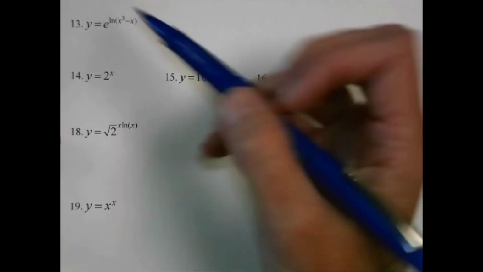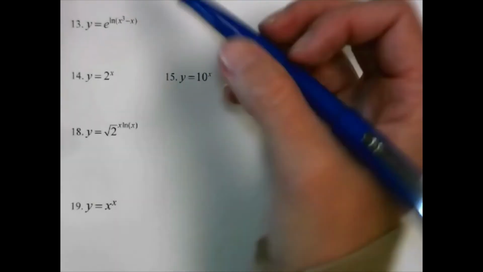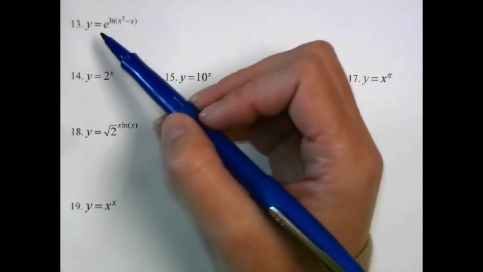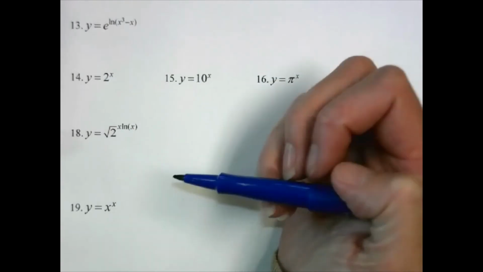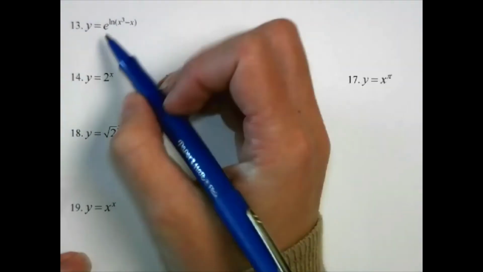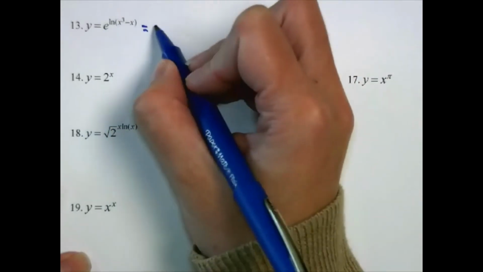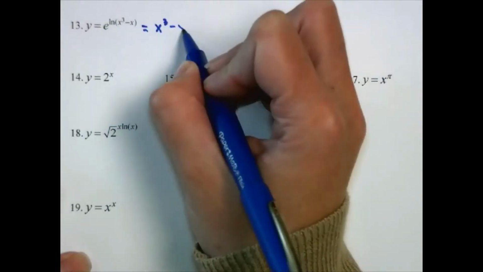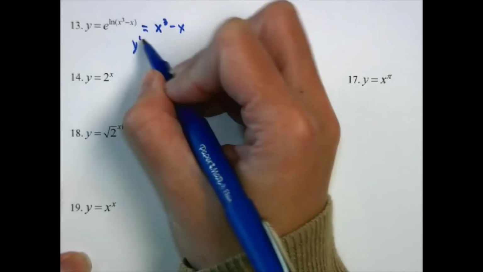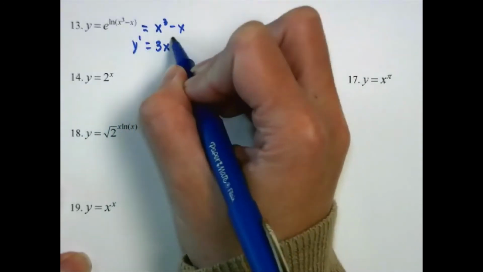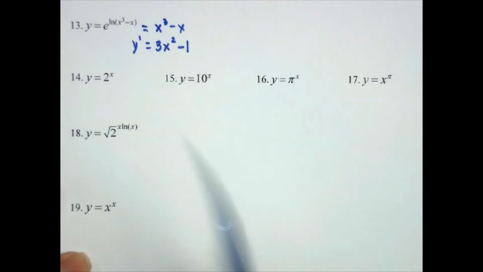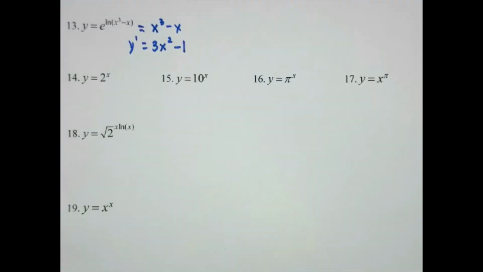Okay. At first glance here, you might see this as a chain rule, but be careful when you see e and natural log in the same problem. There's a chance you may be able to simplify it, and here we can, because e to the natural log of x cubed minus x is just x cubed minus x, so that derivative is just 3x squared minus 1. So those were all problems involving e.